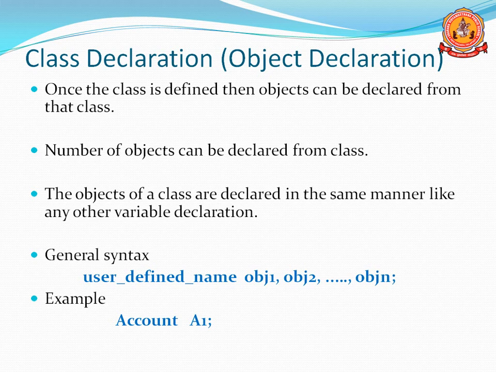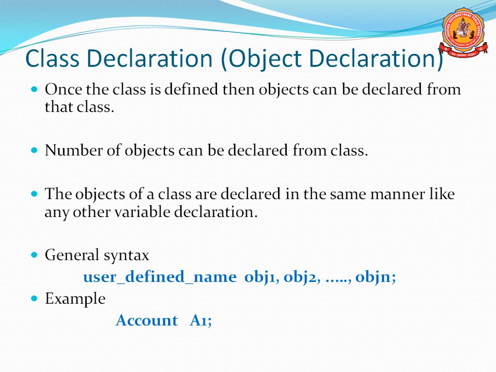Class declaration is also known as object declaration. Once the class is defined, then an object can be declared from the class. If you want to declare an object from the class, first you should define the class. The class definition is already over, so we will move to the class declaration. Remember, class declaration first is not possible. First you have to define the class, then you have to declare. Class declaration is nothing but declaring the objects.